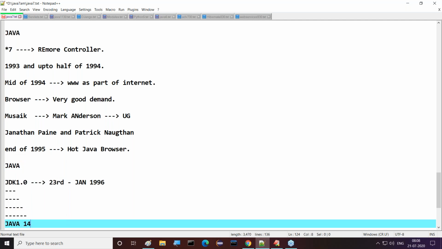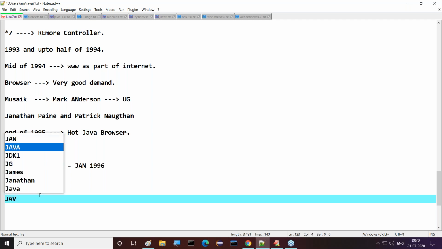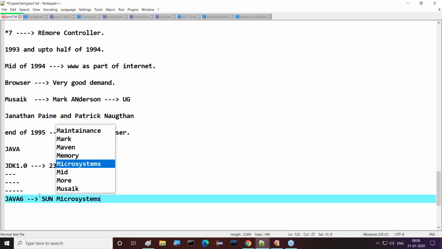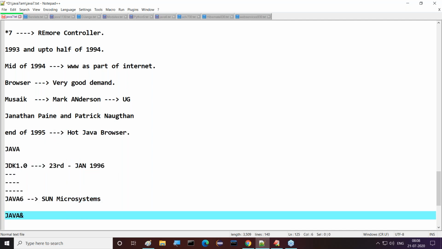Right, sir. Almost 15 versions of Java have been released, from 1.0 to 1.14. But what is the small change in these versions? Whenever Java 6 was introduced, it was up to Sun Microsystems only. Then when we come to Java 7, there were also some subversions of Java 6. From Java 7 onwards, Java is available with which company?